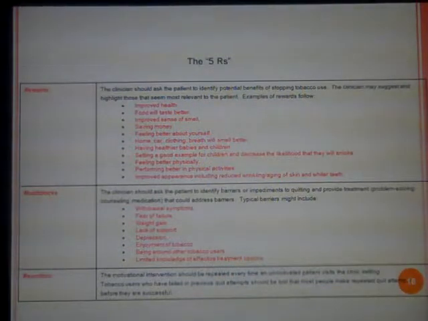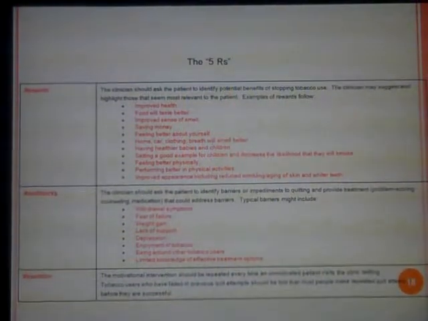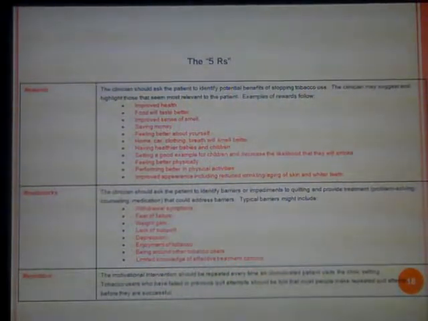And then here's an identification of the actual roadblocks that people identify as hurdles. So having withdrawal symptoms, fear of failing, weight gain, which is real, lack of support, depression, enjoyment of tobacco, being around other tobacco users, and limited knowledge of what's actually out there to help them. This 5 R's should be repeated each contact that we have with a client, in which we're hoping to have them move into a contemplatory phase and consider actually quitting smoking.